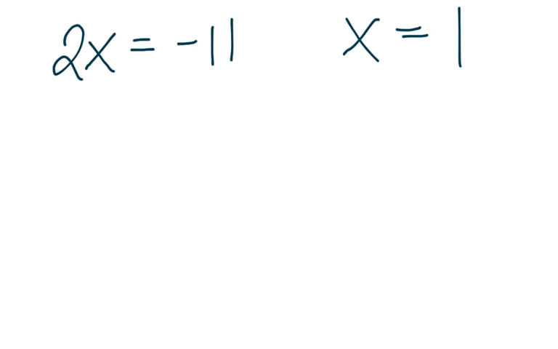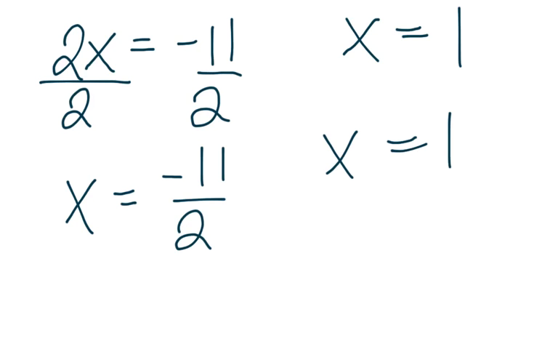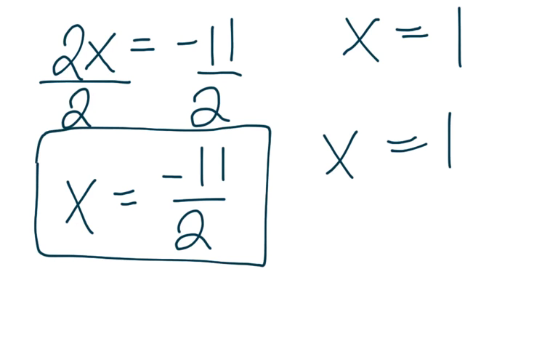So here you have 2x equals negative 11. You divide by 2 on this side, and what you do on one side, you have to do on the other. So x equals negative 11 over 2, and on this side, x equals 1. And these are your solutions.